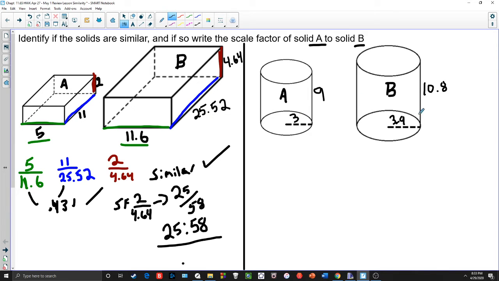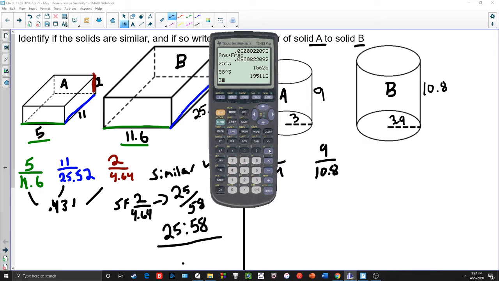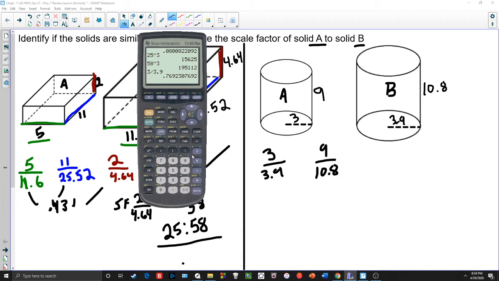So in this case, 3 and 3.9 are both radii. And then 9 and 10.8 are both heights. They go from top to bottom of each cylinder. So if we divide these out here, 3 divided by 3.9 gives me that, and 9 divided by 10.8 gives me that. So they are not similar because the fractions did not come out to have the same decimal.